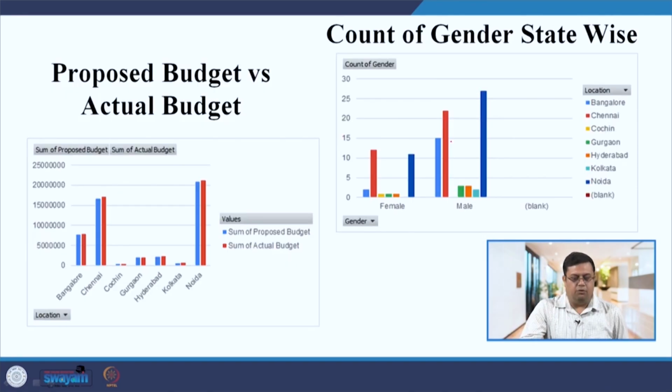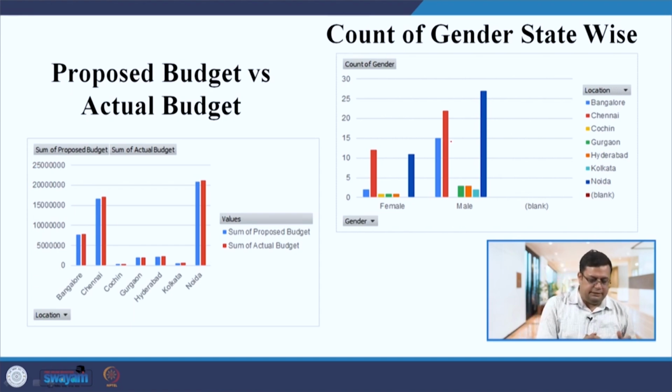and the delay in the joining date. Now, you can see related to the budget: proposed versus actual. If you want to see whatever budget was allocated to you, have you used the budget completely or have you used more than that.